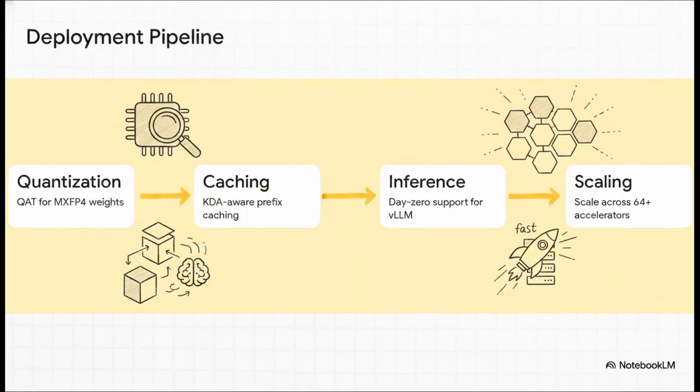This highly compressed format then feeds directly into a complete developer-ready deployment pipeline, so developers aren't just left to figure this out on their own. The model comes with day zero support for highly optimized inference engines like vLLM and SGLang. By utilizing KDA-aware prefix caching, the system easily manages recurring memory states. And because it's specifically designed to scale across supernode configurations of 64 or more accelerators, the open-source community can start running this incredibly efficiently right out of the gate, distributing the workload perfectly.